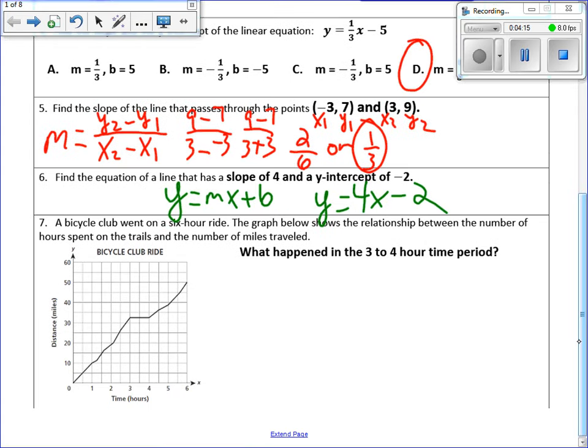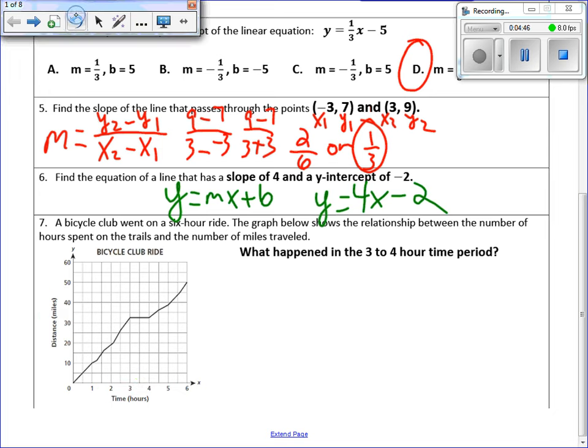Okay, a bicycle club went on a 6-hour ride. The graph below shows the relationship between the number of hours spent on the trails and the number of miles traveled. This is not a graph of a mountain. It's not the graph of a hill. This has nothing to do with a mountain or a hill. This is a graph comparing how far they traveled and how long they took to travel. This is not a picture.